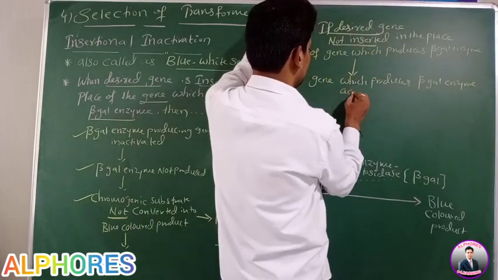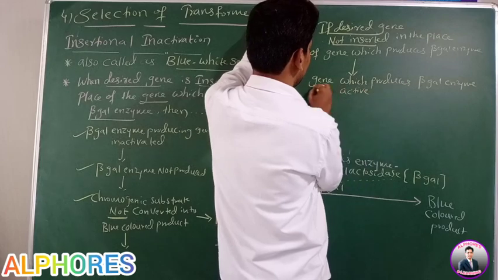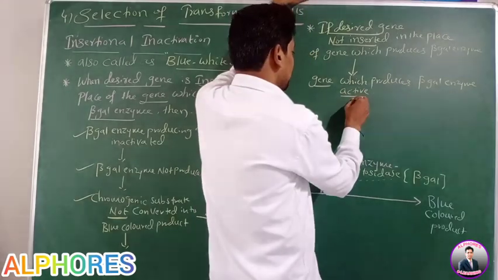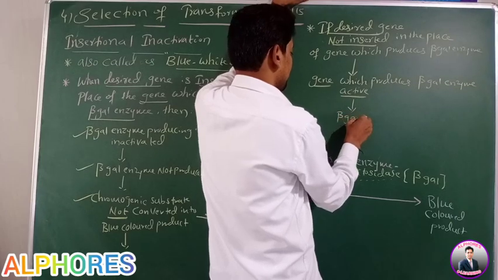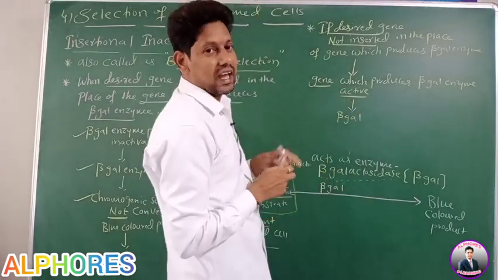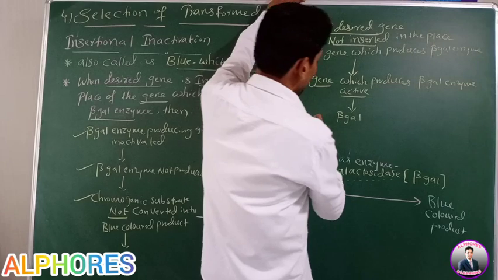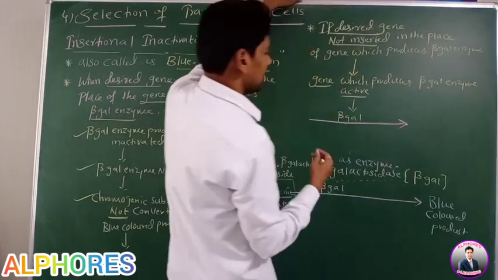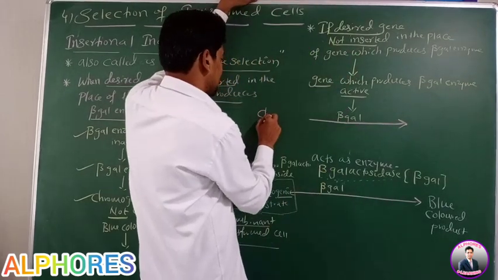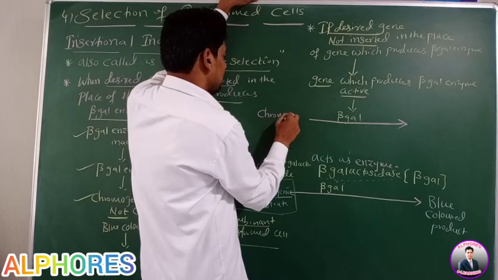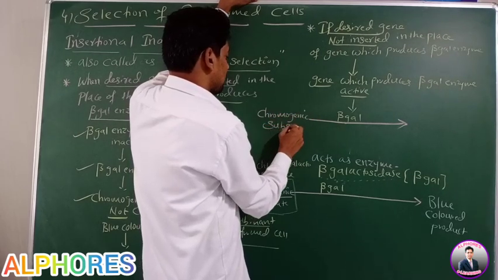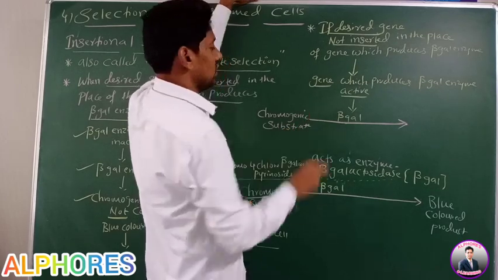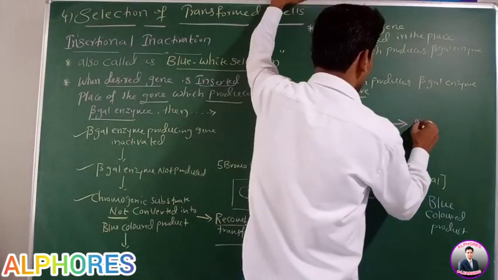Active. As this gene is active, it produces what, sir? Beta galactosidase enzyme. What is produced? Beta galactosidase enzyme is produced. What will this beta galactosidase enzyme do, sir? It converts. What does it convert? It converts a chromogenic substrate, converts what, sir? Chromogenic substrate into blue colored product.